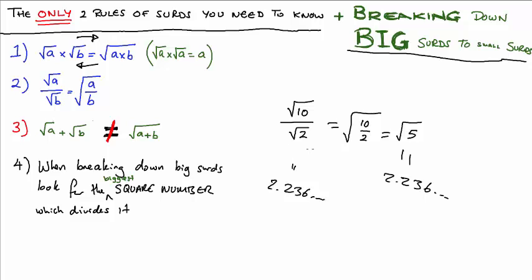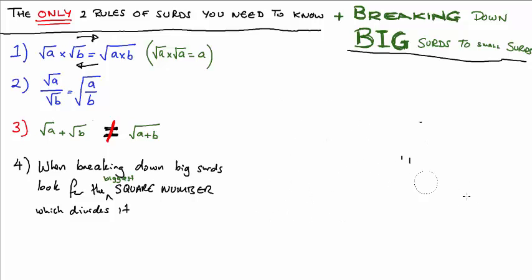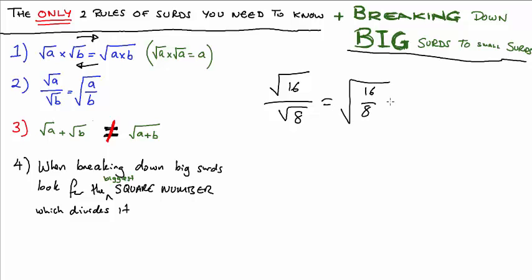Yeah? So this isn't like magic. These aren't blind rules which you need to remember. You can literally double check these. So okay, let's do a few examples on this. Square root of 16 over square root of 8. What do you think that is? Yeah, it's just going to be the top number divided by the bottom. Square root of 2.